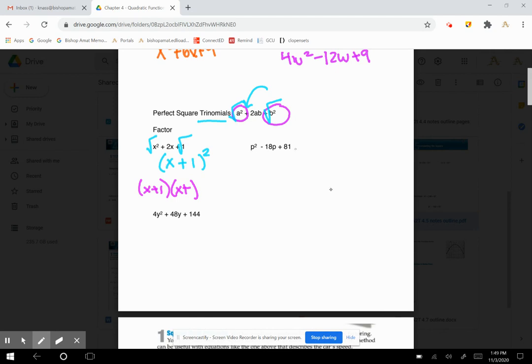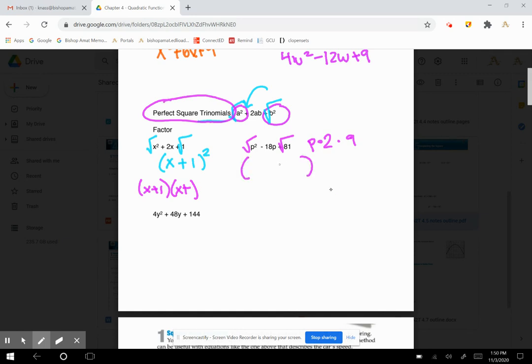Let's try the next one. We have 3 terms. The first term and the last term are perfect squares. Now here's what's also very fun about this. If you take the square root of the first term and the square root of the last term and you multiply it by 2, you will get that middle number. Let's try that. Square root of p squared is p. Square root of 81 is 9. It's a little bit out of order. But p times 2 times 9 gets you 18. Therefore, you know it's a perfect square trinomial.